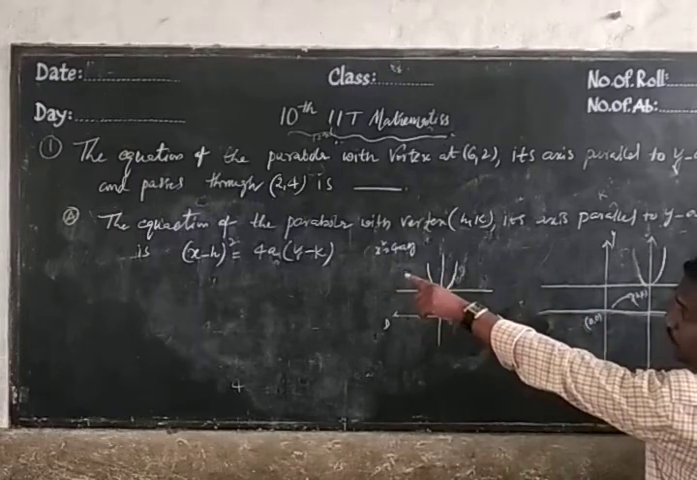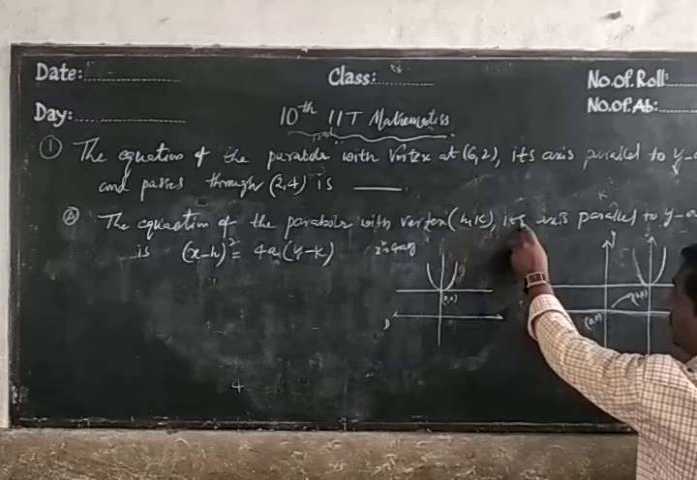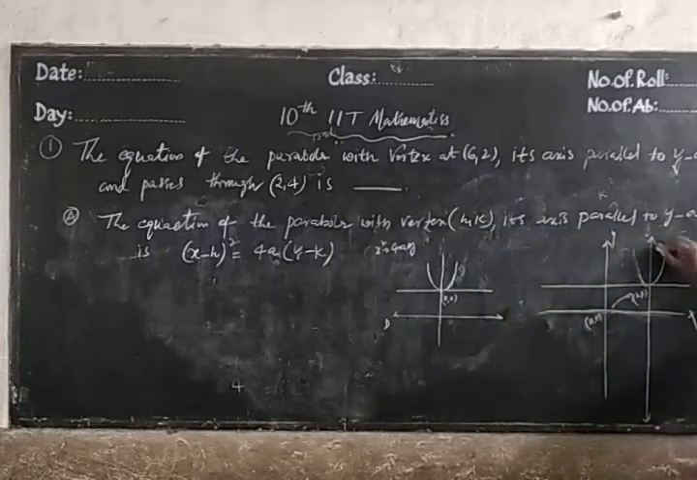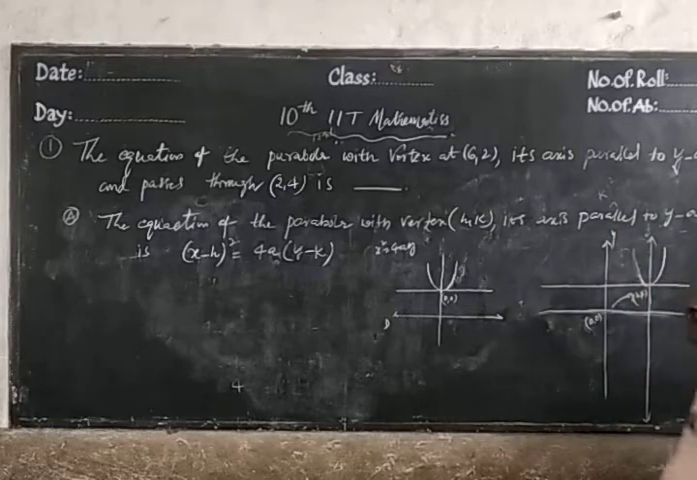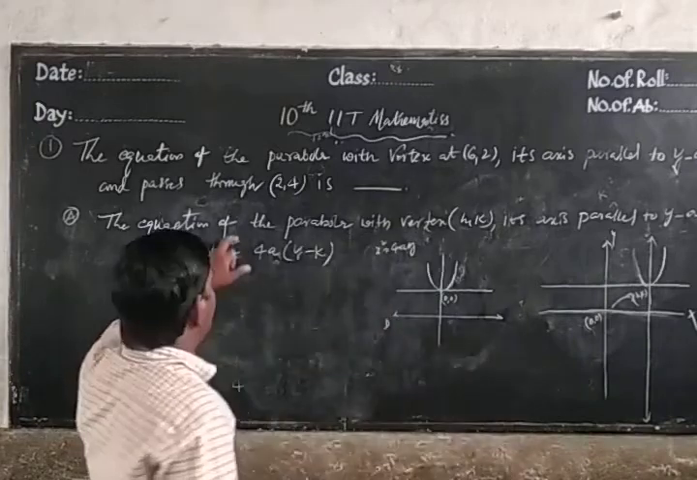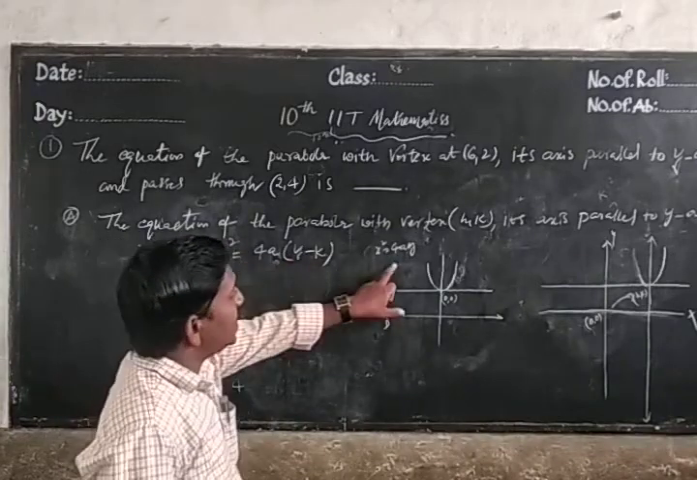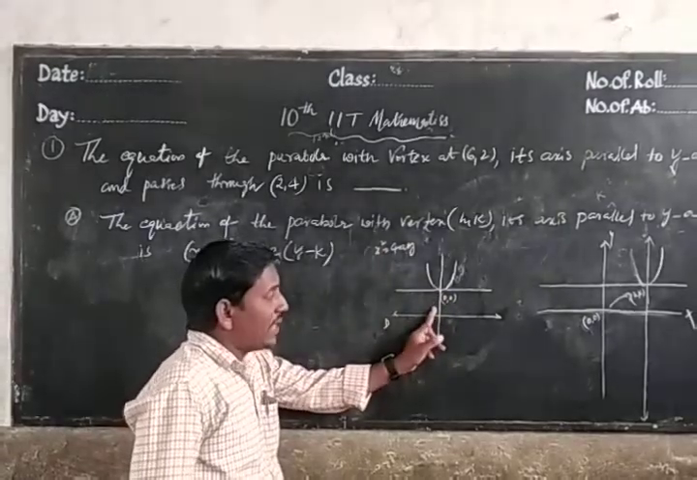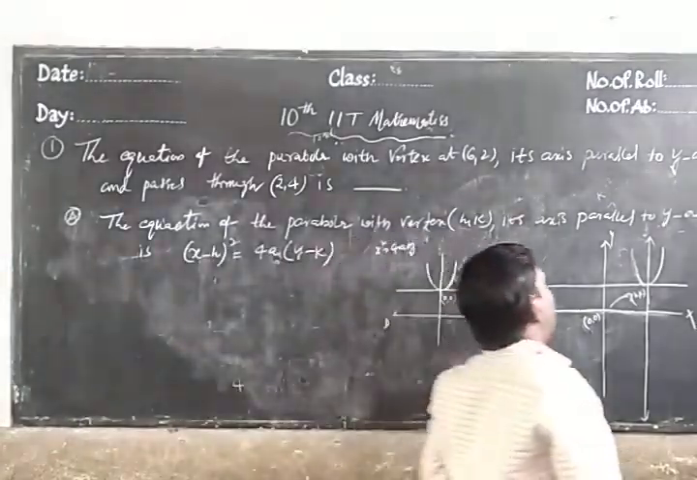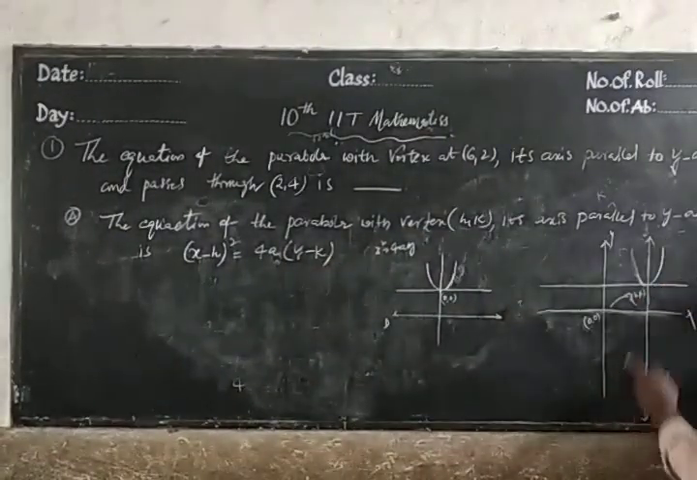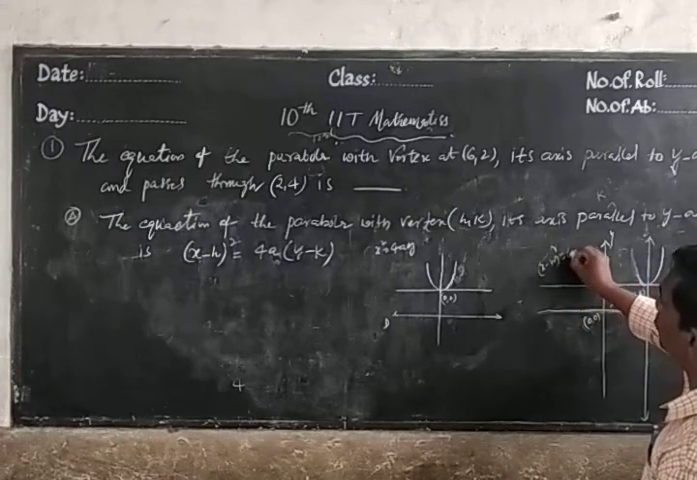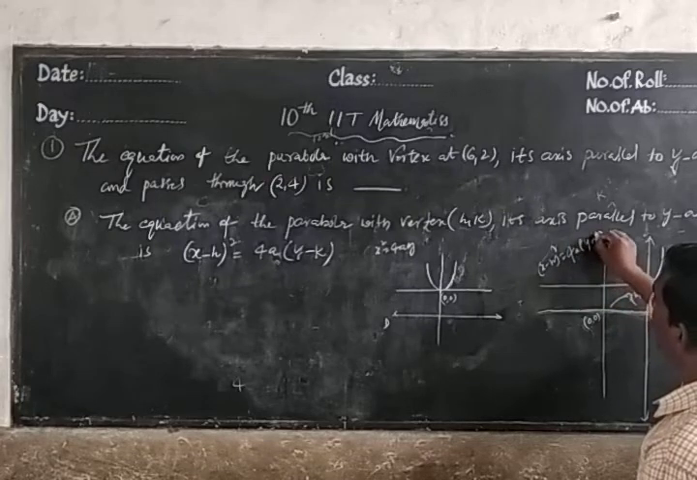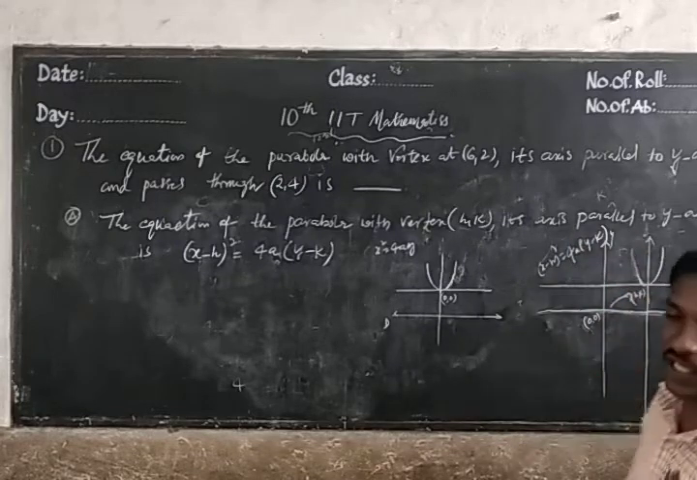The equation of the parabola with vertex (h, k), its axis parallel to the y axis. So, what is the equation of the parabola? (x minus h) whole square equal to 4a into (y minus k). This is x square is equal to 4ay, but the vertex is shifted to (h, k). So this is the equation.